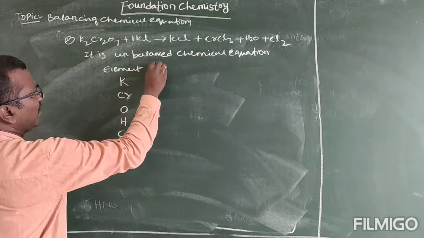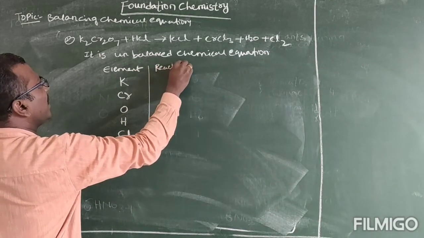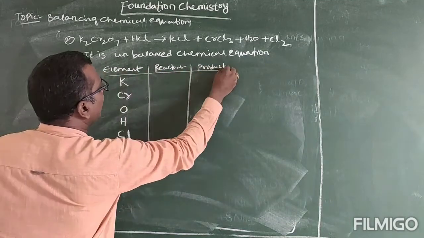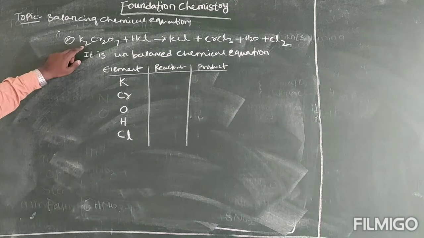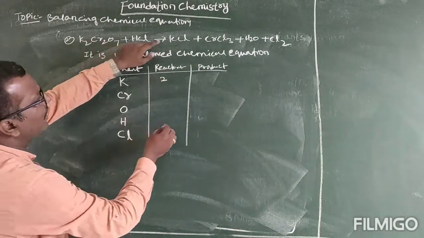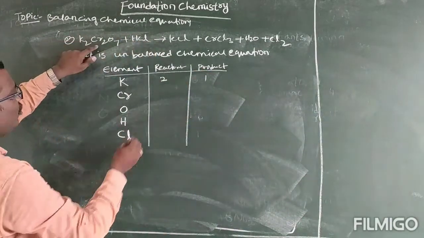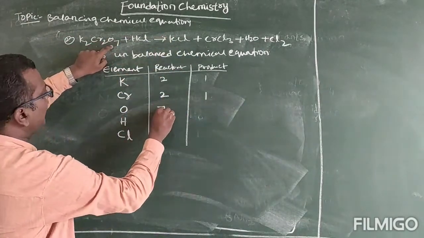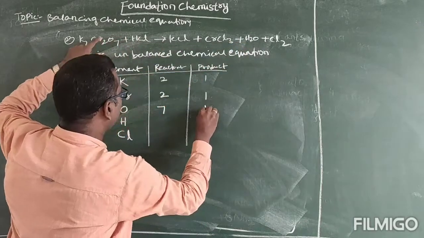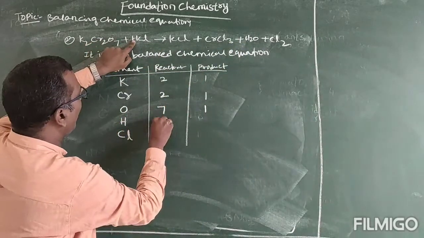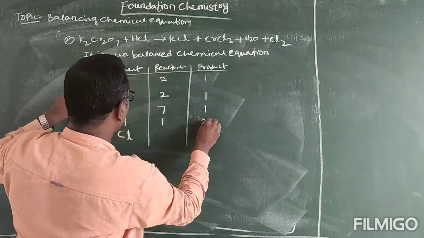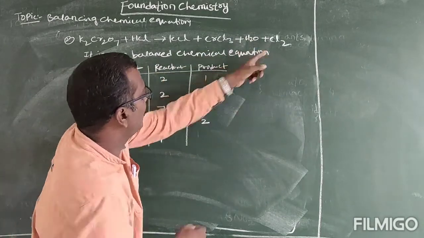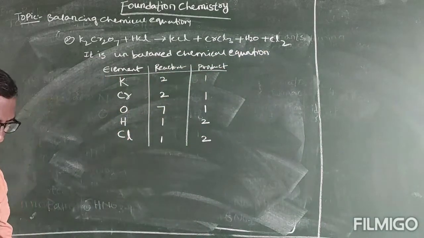So what are present on reactant side? How many number they are present and how many number they are present on product side and reactant side? Number of atoms. So here 2 and here it is 1 and chromium 2 and here it is 1. Oxygen 7, here 1. And hydrogen 1 and here 2. Chlorine here 1. Here how many chlorines? 2.